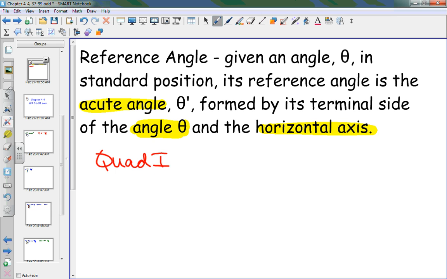If you are in quadrant 1, here's my angle, theta. How do I find theta prime, my reference angle? Well, the reference angle is supposed to be an acute angle. If I'm in quadrant 1, am I an acute angle? Yes. So do I have to worry about anything in quadrant 1? No. In quadrant 1, theta and theta prime, which is my reference angle, are exactly the same thing. Does that make sense?